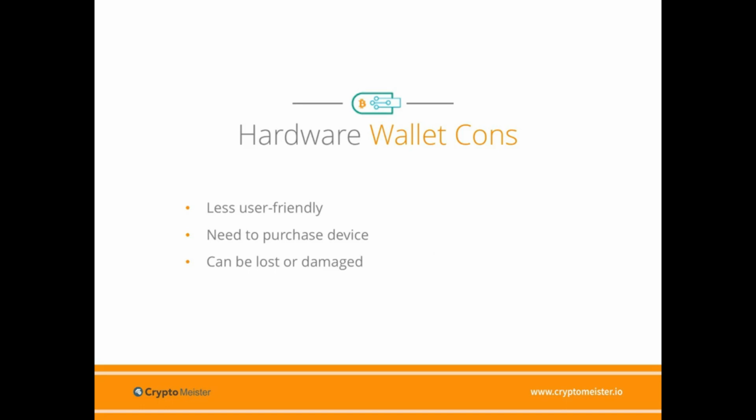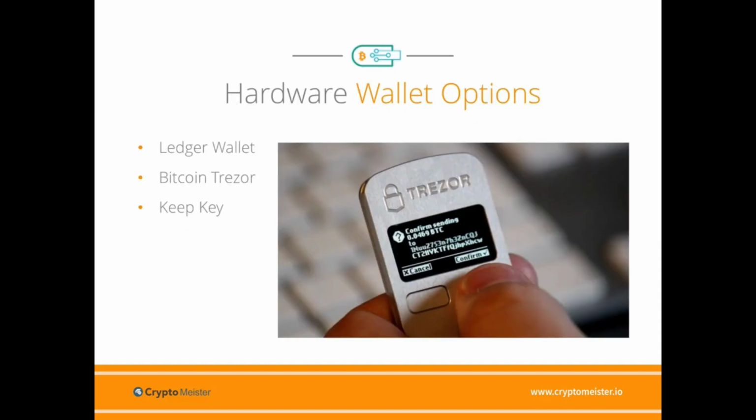However, hardware wallets are less user-friendly than web, online or desktop wallets, but easier to use than paper. You must purchase the device first, and they are often out of stock. And due to their small size, they can get lost or damaged. Popular choices for hardware wallets include ledgerwallet.com, bitcointrezor.com and keepkey.com.